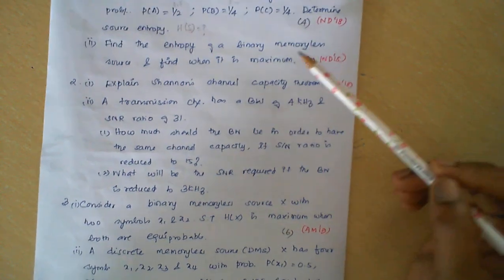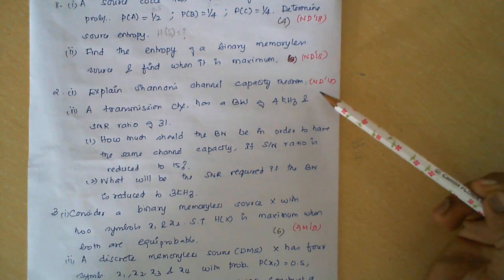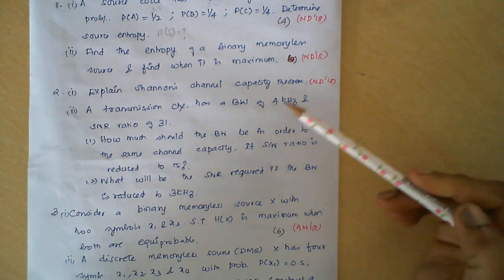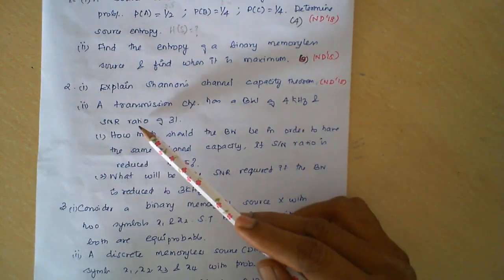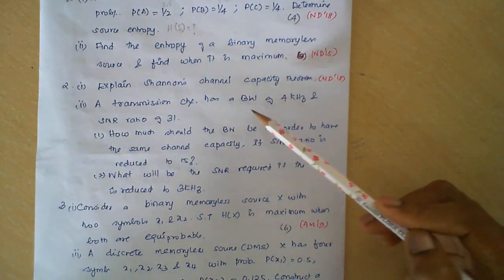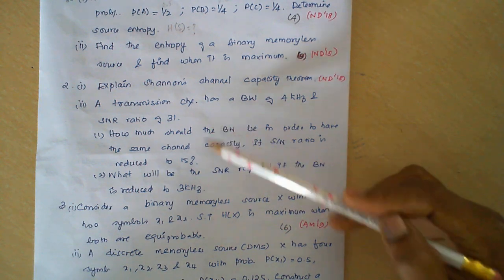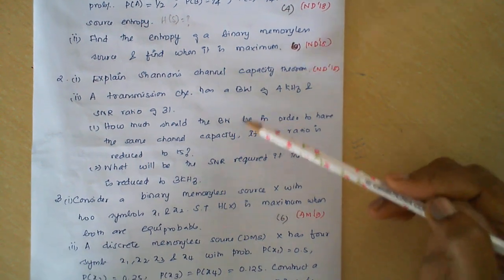And next questions they have asked under November December. These three questions are asked in the November December part. So either this half or this half. Next is a transmission channel with a bandwidth. This problem I will work out and explain to you in the next video.